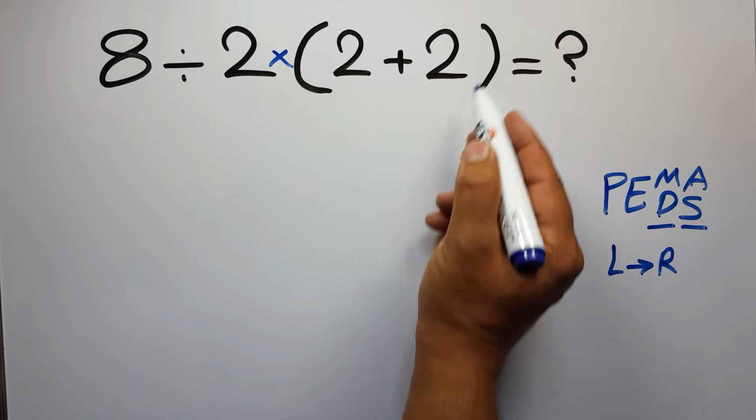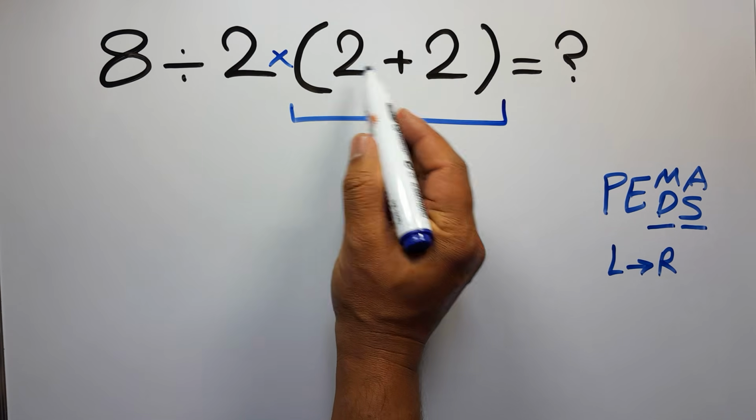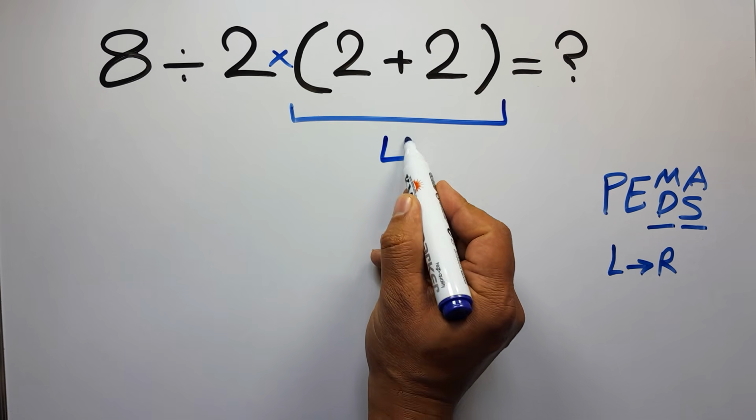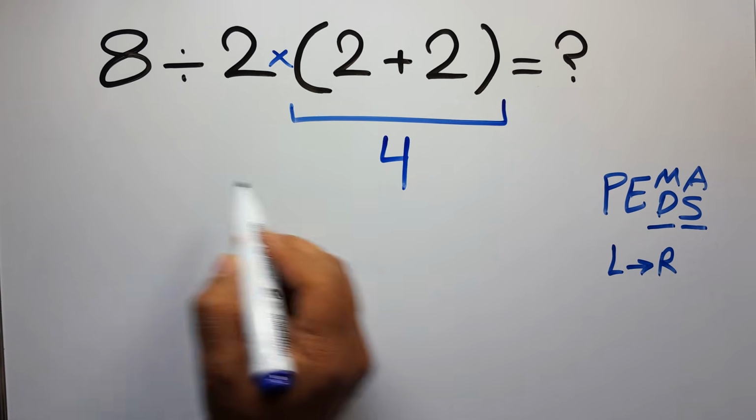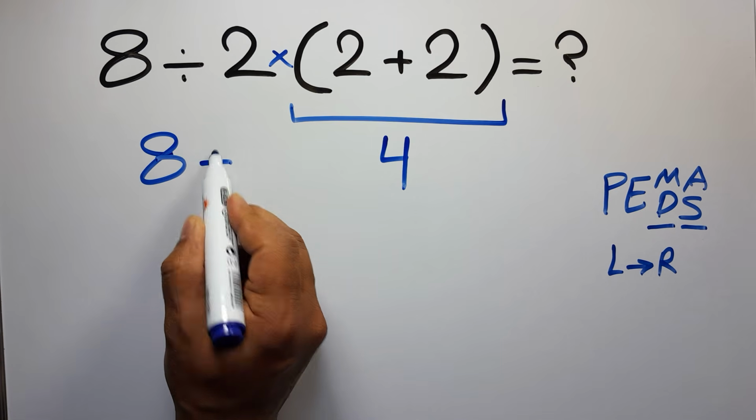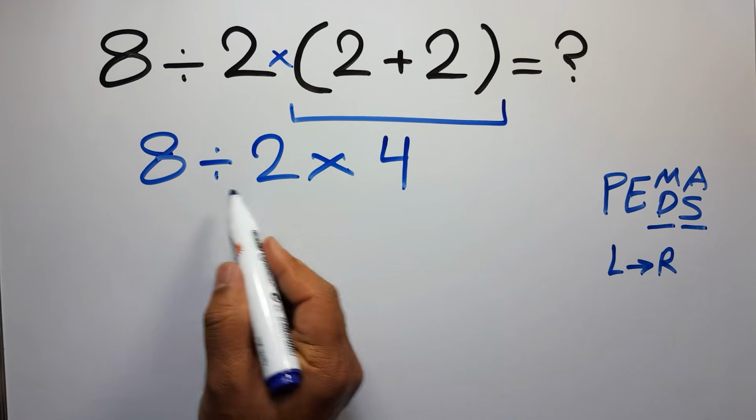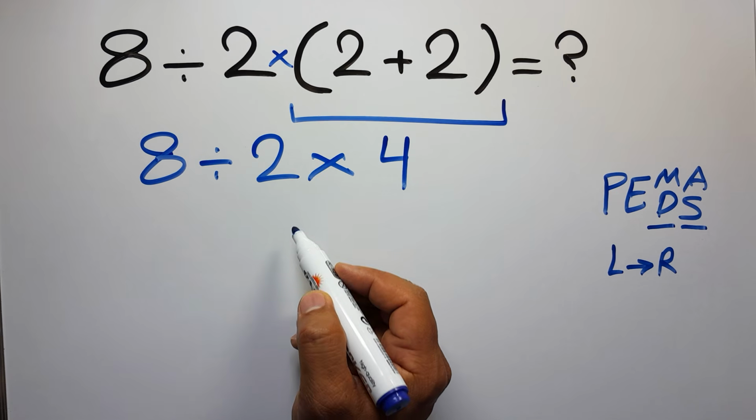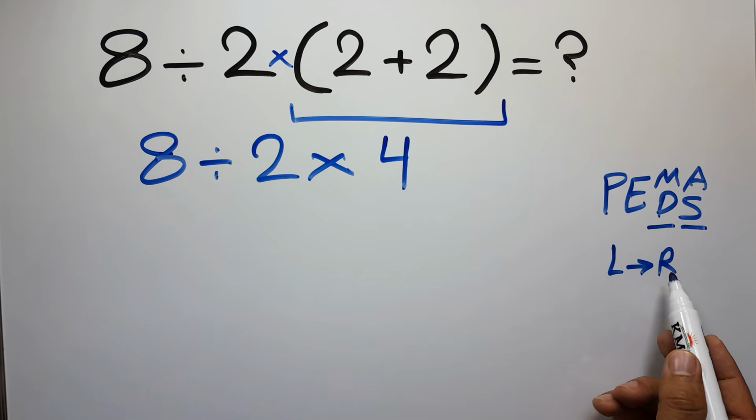So first we have to do this parenthesis. Inside this parenthesis we have 2 plus 2, which equals 4. So we have 8 divided by 2, then times 4. Now we have one division and one multiplication. As I said, multiplication and division have equal priority and we have to work from left to right.